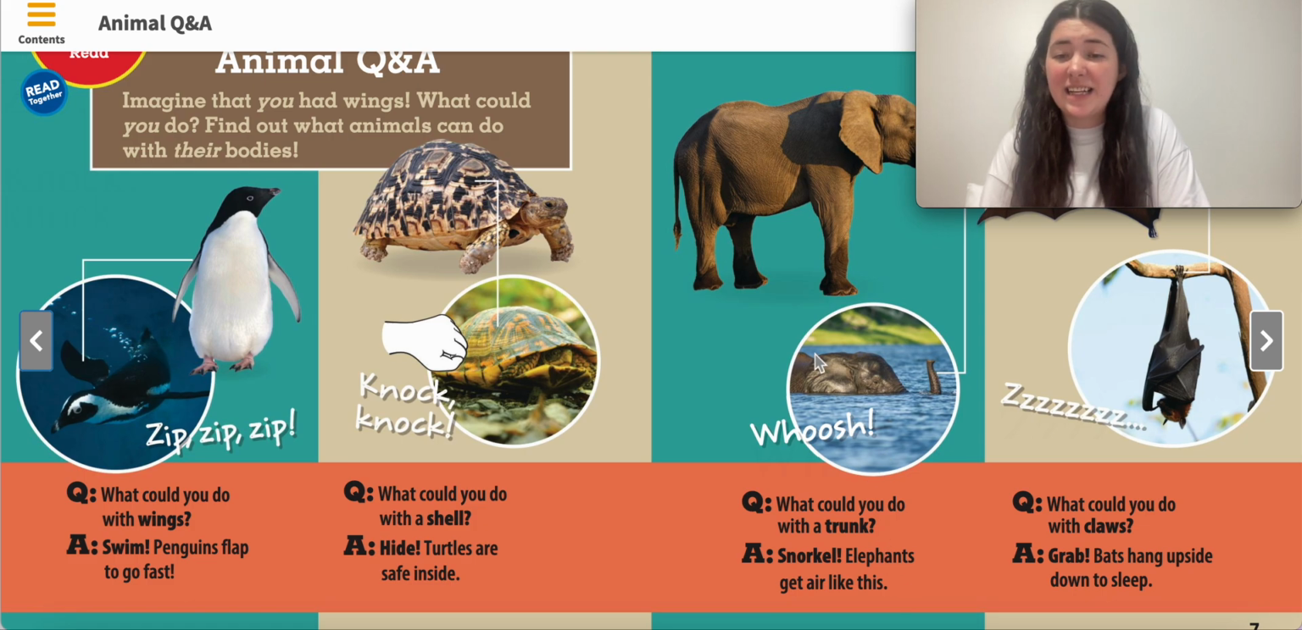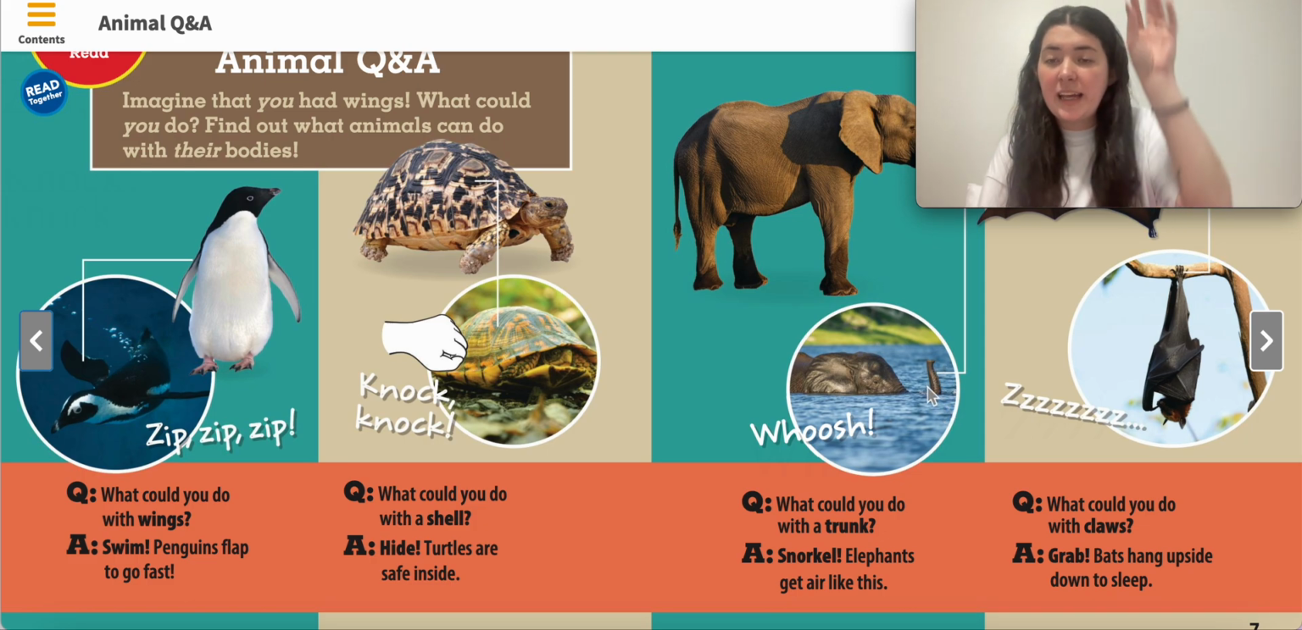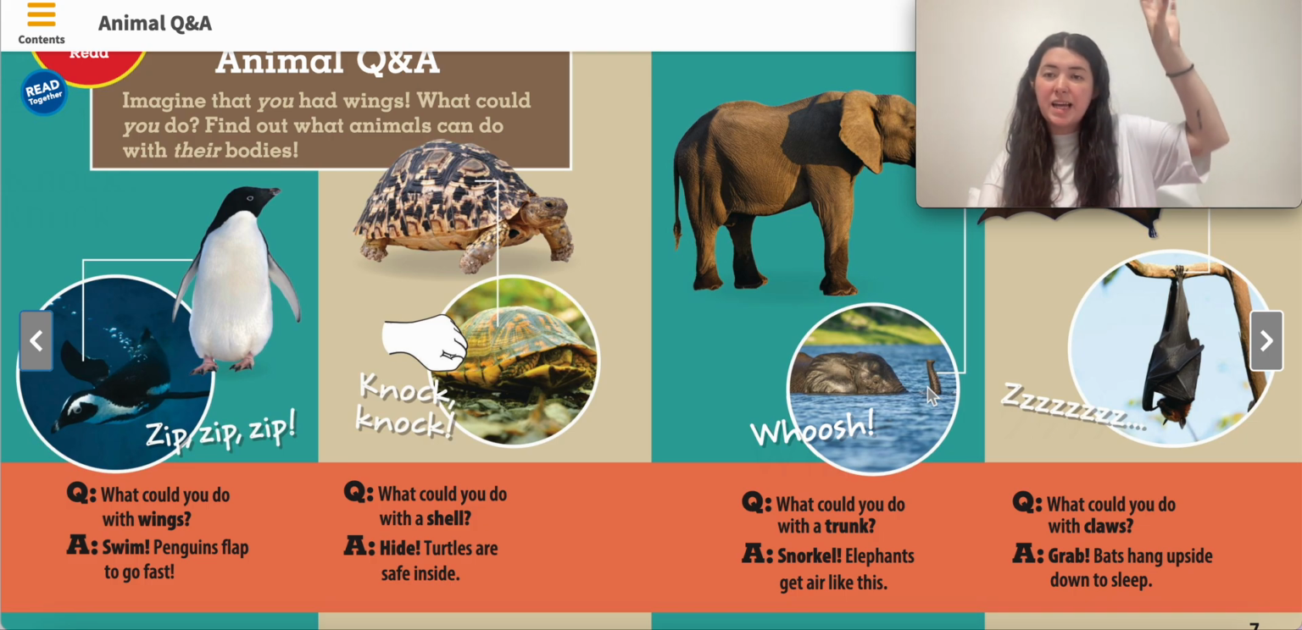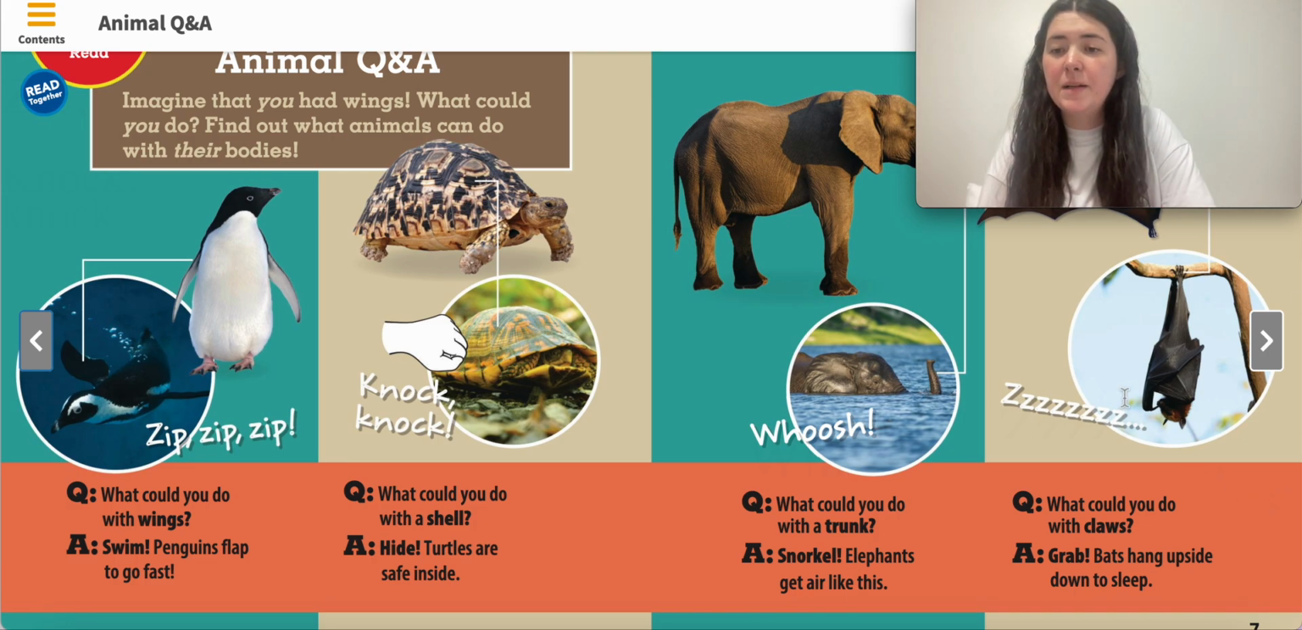Elephants get air like this. So looking at this picture, we see the elephant is underwater, but because his trunk is above water, it is used like a snorkel to breathe. So the elephant's underwater, but where it breathes out of is from its trunk, and so it's holding it above the water so it's able to breathe.